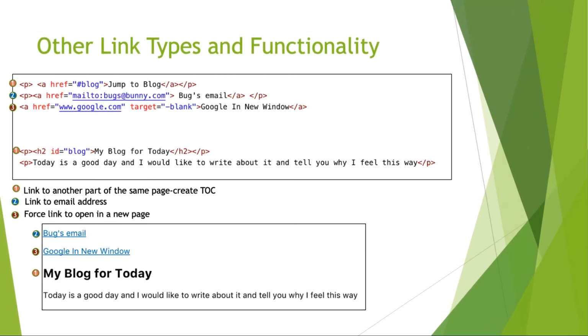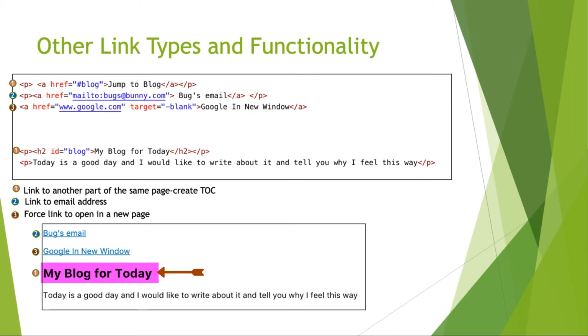All right, so what else can we do with links? So I mentioned on the previous slide that we could actually link to a place within our page. So here we have a #blog. Now this gets a little bit into CSS referencing. What the # is, all that means is I'm looking for an ID tag with the name of blog. And what happens is when I click there, it's going to take me right down to this text right here that says my blog for today.